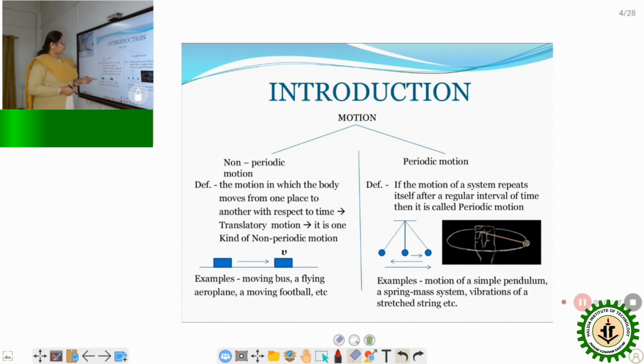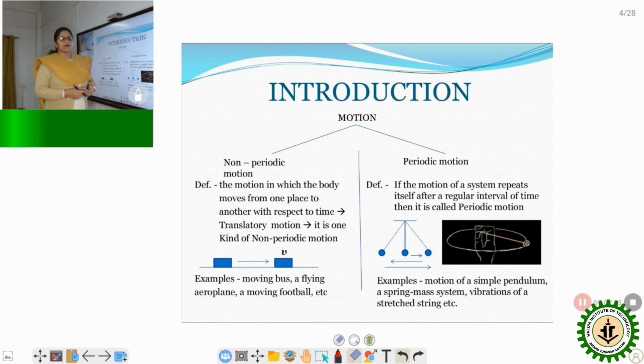So the motion in which the body moves from one place to another place with respect to time is one kind of non-periodic motion, just like a moving bus, a flying aeroplane, a moving football. Its motion is not repetitive in manner.